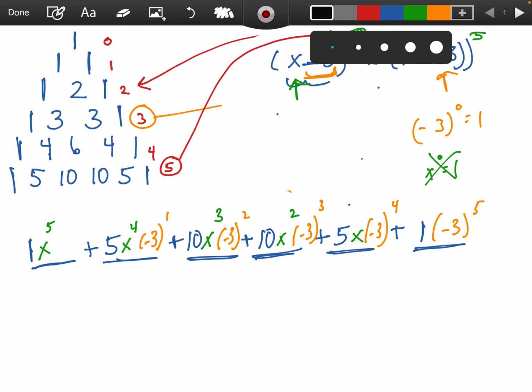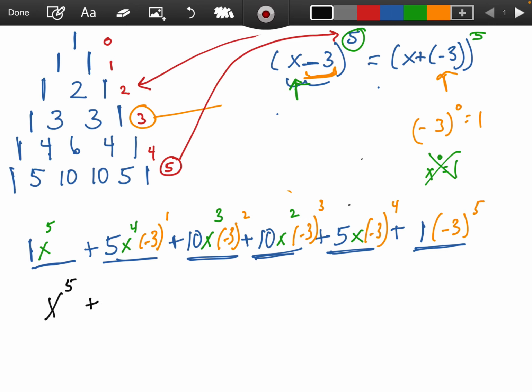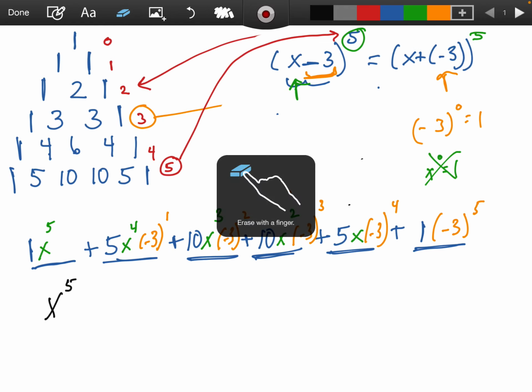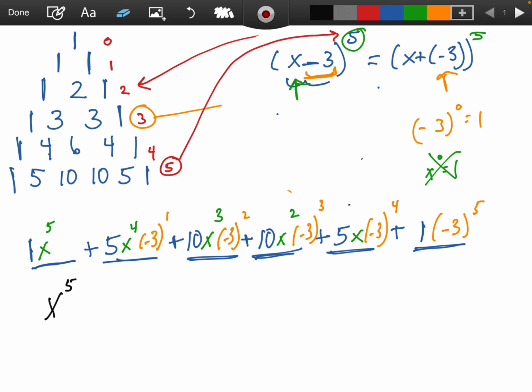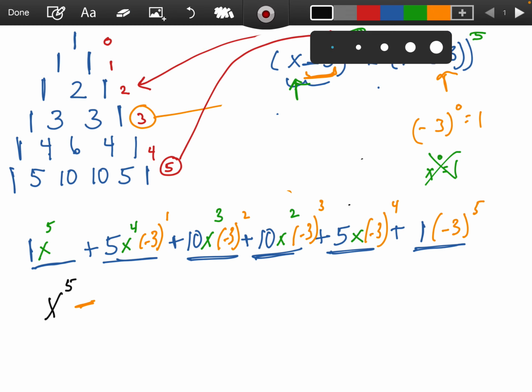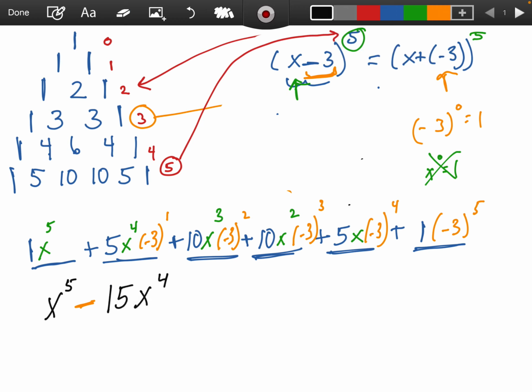Okay, so now we just have to simplify. 1 times x to the 5th is still just x to the 5th. Negative 3 to the 1st power is still negative 3, and this is where that minus is going to come in. So I have to put minus instead of plus. Negative 3 times 5 is 15, and I have the negative there because I have minus. So I need 15x to the 4th. Now, negative 3 squared is going to be 9, and that's okay because that's positive. So I have a plus.